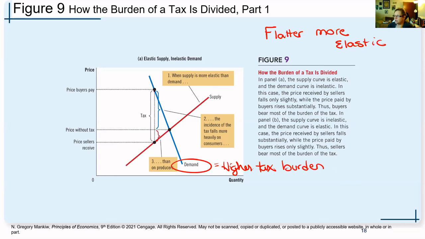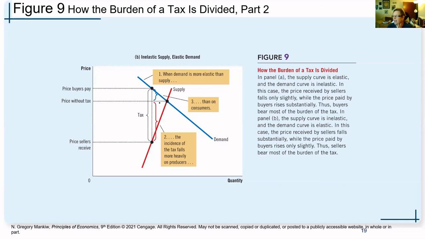Well, here's our tax, right? Let's take a look at it. Price buyers pay is up here. Price sellers receive is down here. So let's see how it's apportioned and say, well, are the buyers really going to be the ones that pay the higher burden of the tax? Well, if this whole thing is the tax, right? Buyers are going to pay this amount. Sellers are going to pay a much smaller amount. Okay, because supply is more elastic than demand. So buyers, demand, are paying the more tax incidence here, or the higher tax burden.